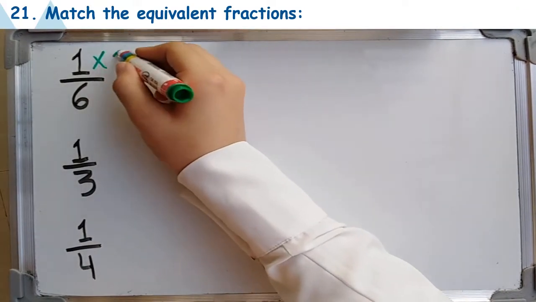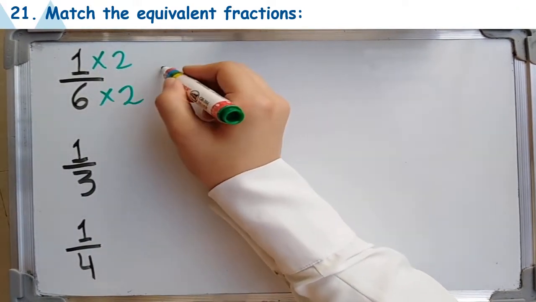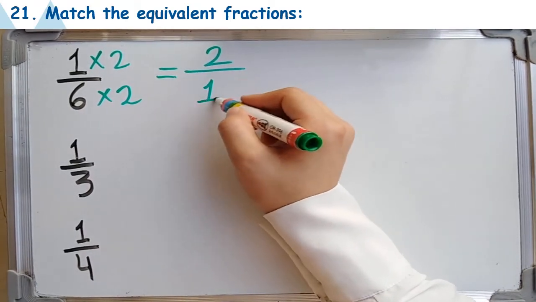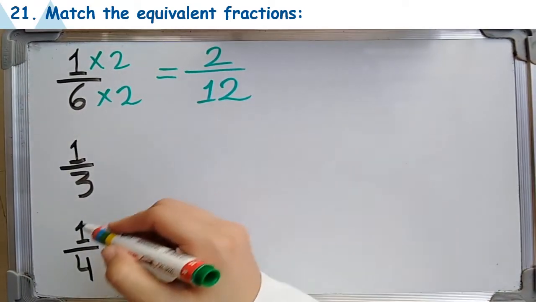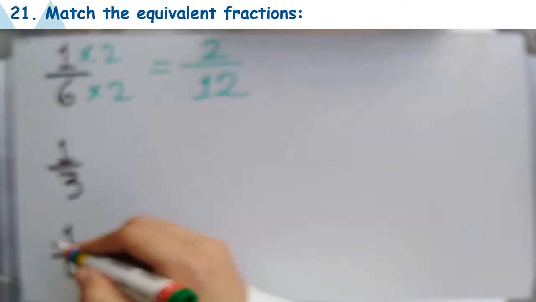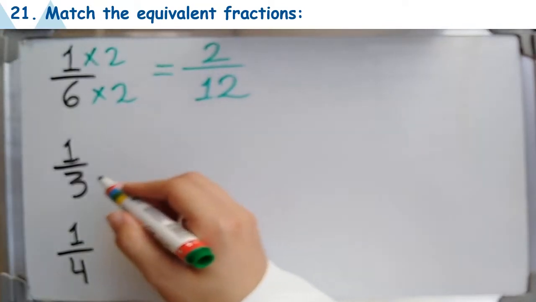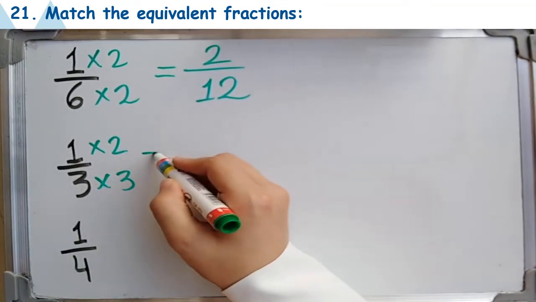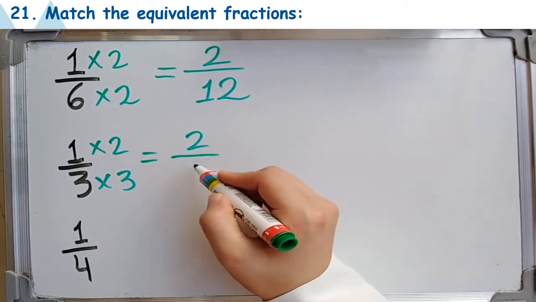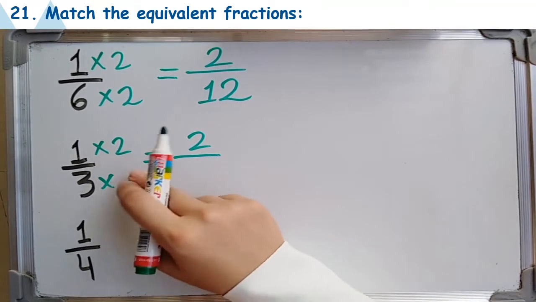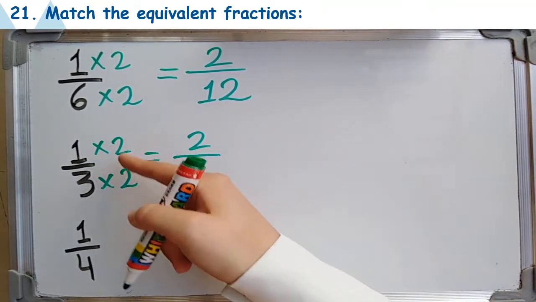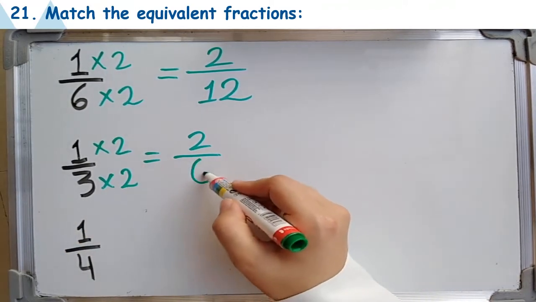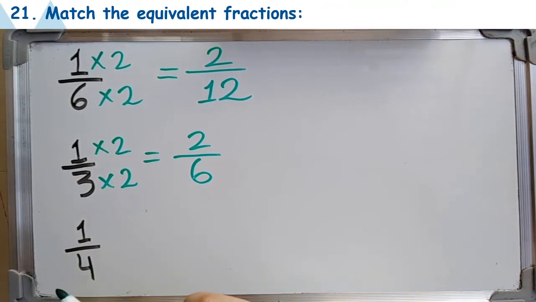1 out of 6, as we have found out together earlier, is equivalent to 2 out of 12. So I will match 1 out of 6 to 2 out of 12. For the second fraction, we have 1 out of 3. We can find an equivalent fraction by multiplying by 2. 1 times 2 is equal to 2, and 3 times 2, it must be 2, not 3. I have to multiply by the same number in the numerator and the denominator, both by the same number. So 2 out of 6.